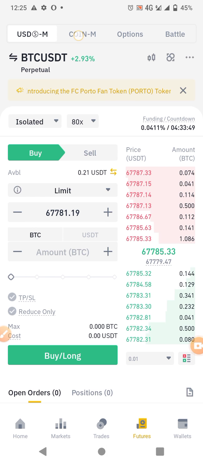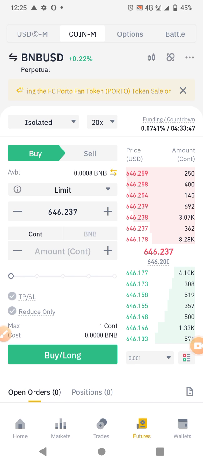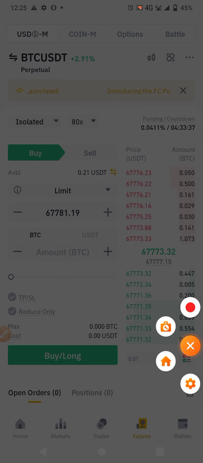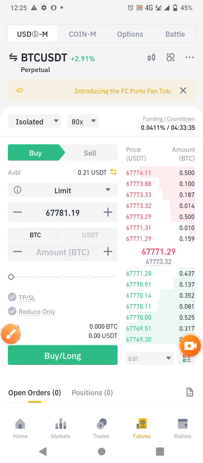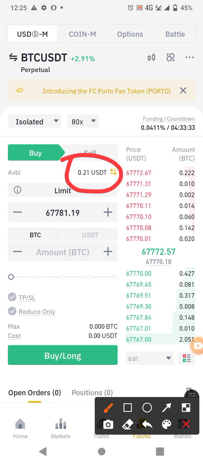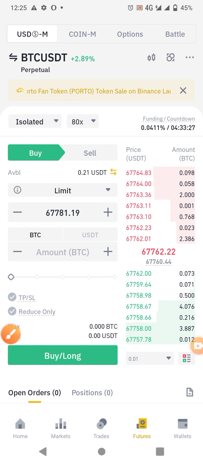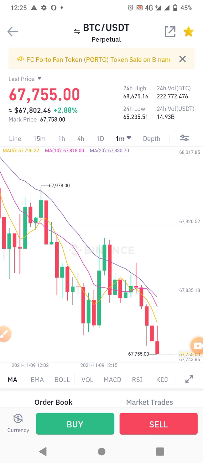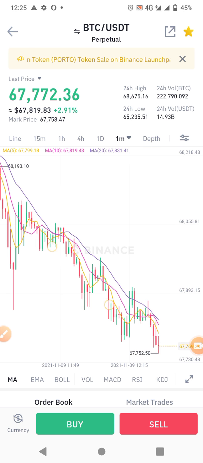Now you can see this is my coin-margined features. Now if I go to my USDM features, everything I need here is USDT. I don't need any other coin. You can see the available balance is USDT here. So for BTC, let's check if I can take a short trade. These things are very simple. Wow, BTC has already dipped a lot.